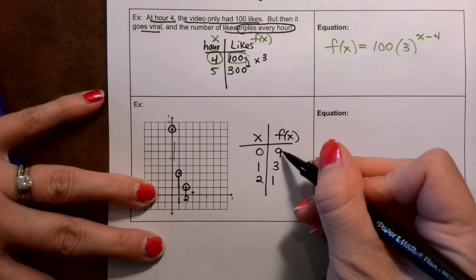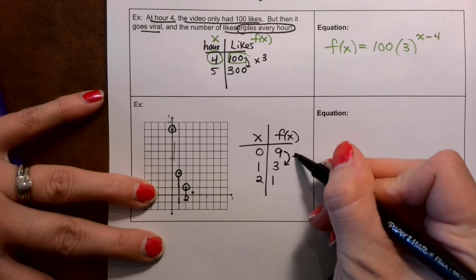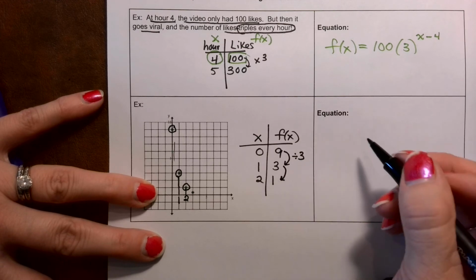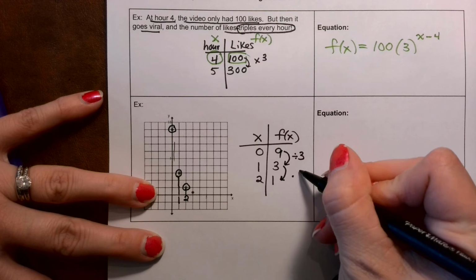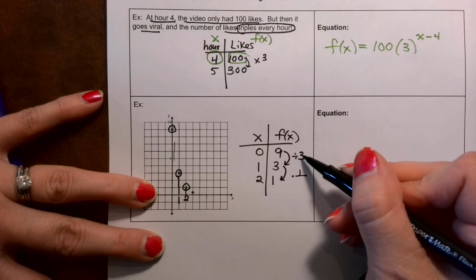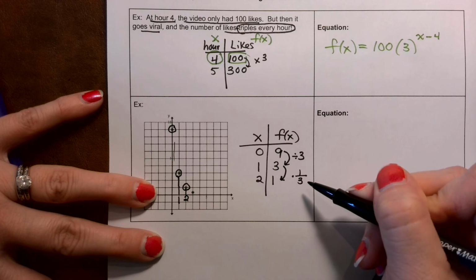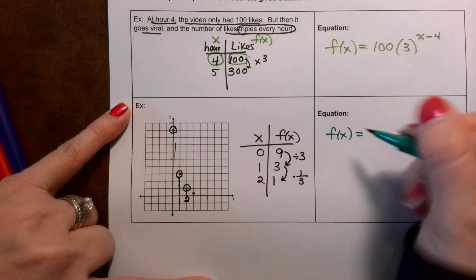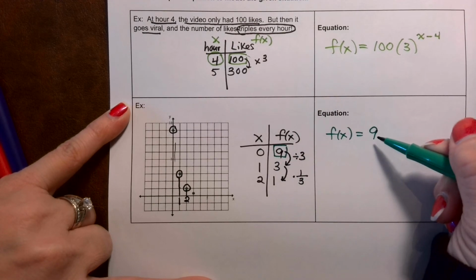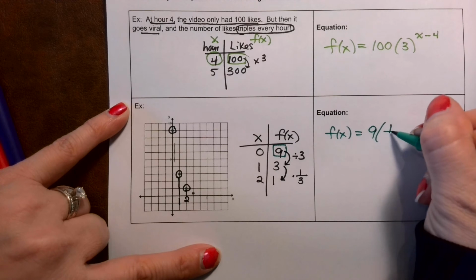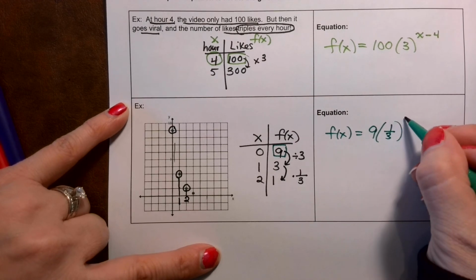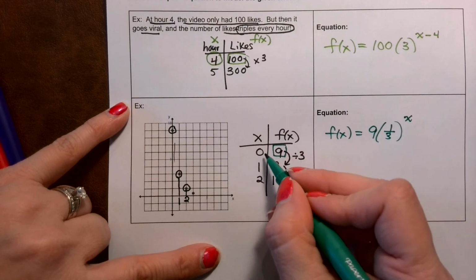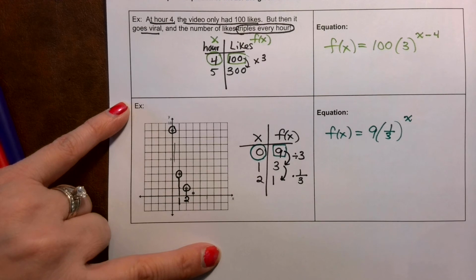Now that I have these numbers here, it's definitely a divide by 3 pattern. But dividing by 3, I can't write in my equation. I'm going to say multiply by 1 over whatever number that is, 1/3. All right, let's go ahead and write our equation. So we have f of x equals, we start with the starting number, 9. We're going to multiply by the pattern 1/3. Then the exponent is x. Can I leave it like that? Let's go check our table. Our table started at 0, so that's going to work.